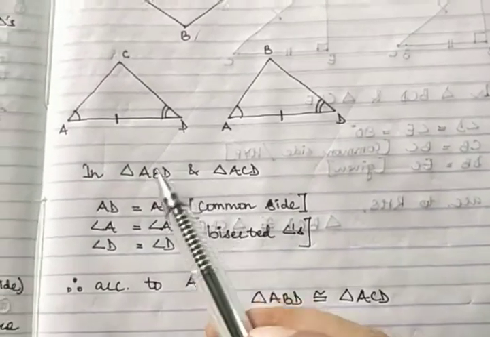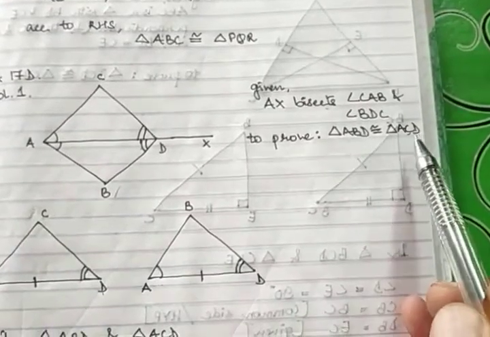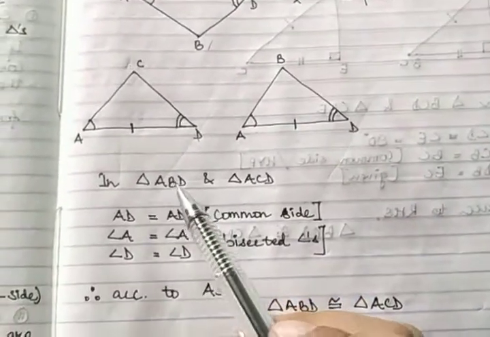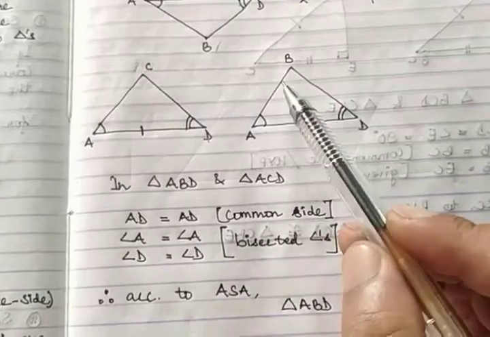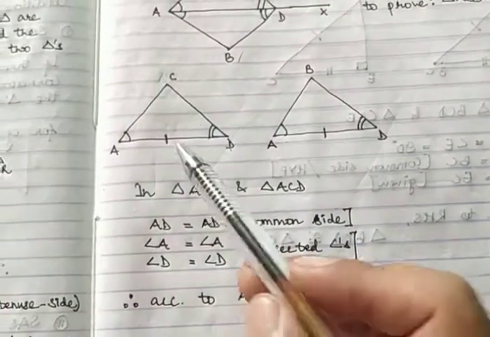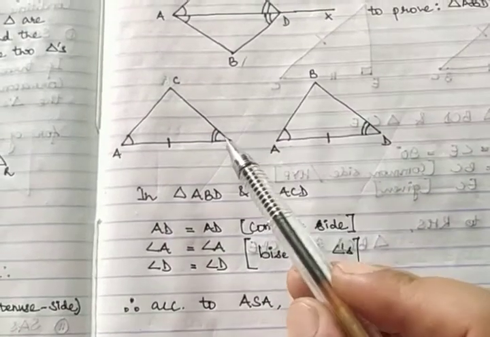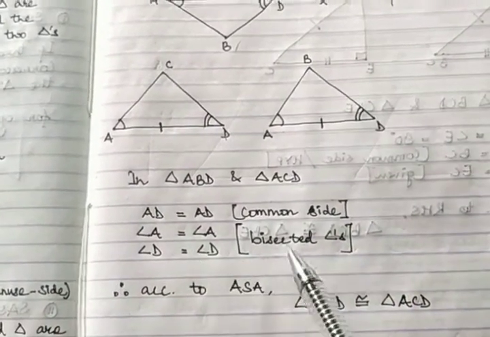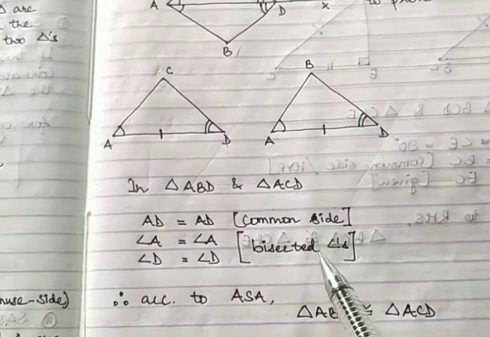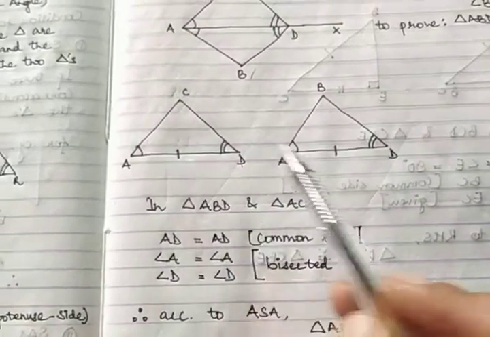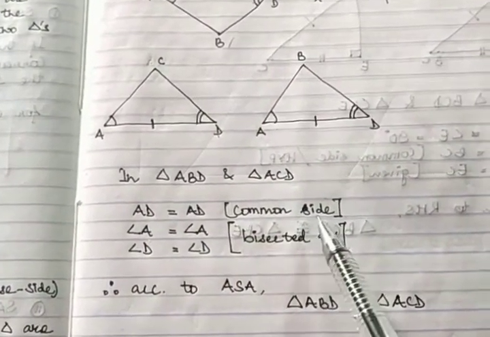Now see, in triangle ABD and triangle ACD, that's what we need to prove. ABD this triangle, ACD this triangle. Now say simply: angle A equals angle A, angle D equals angle D, bisected angles you can write. Now AD this side, AD equals AD. What was the reason? Common side.